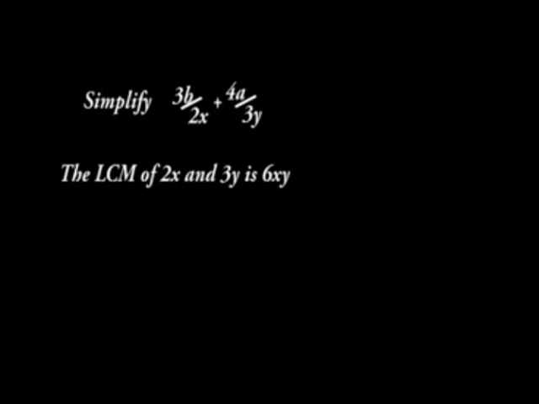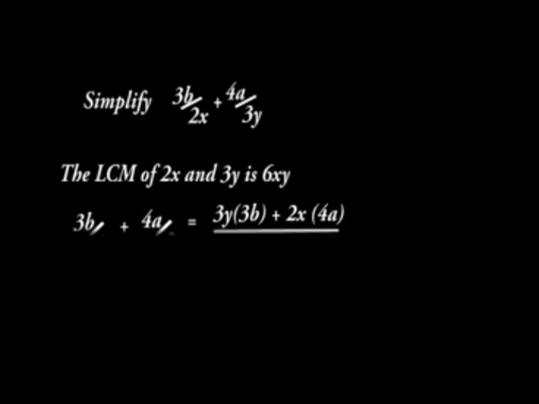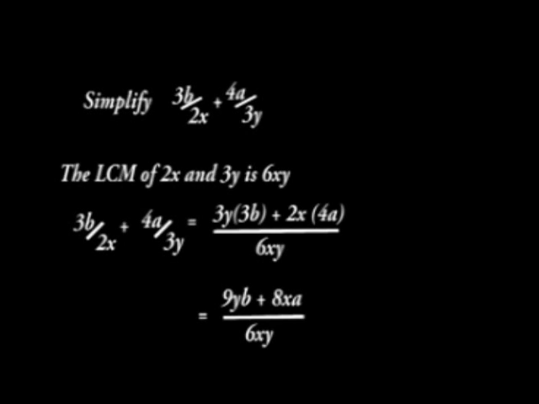6xy divides into 2x 3y times. So we have 3y into 3b plus 6xy divided by 3y, we get 2x. Multiply that by 4a. Eventually we have our answer as (9by + 8ax) over 6xy.